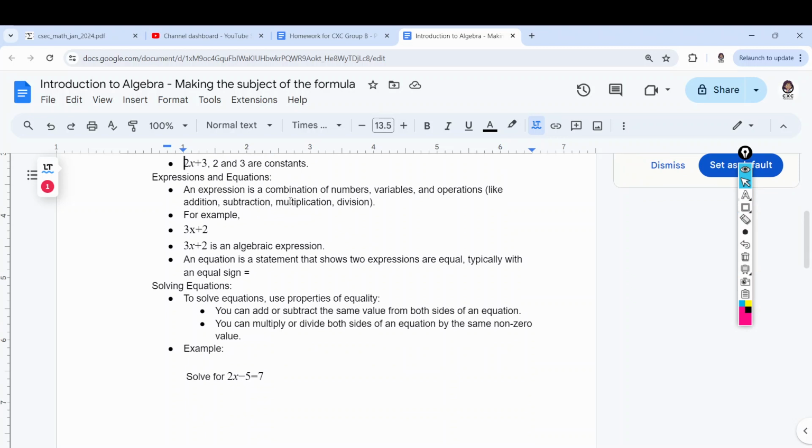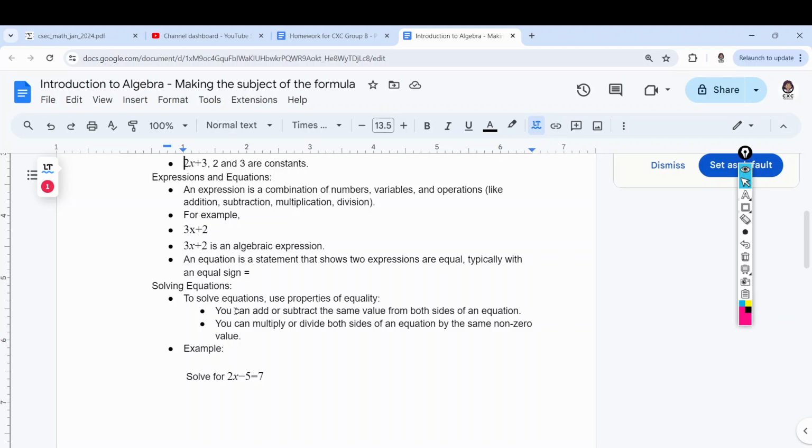Now it says here, expressions and equations. An expression is a combination of numbers, variables, and operations like addition, subtraction, multiplication, and division. For example, 3x + 2 is an algebraic expression. An equation is a statement that shows two expressions are equal, typically with an equal sign.